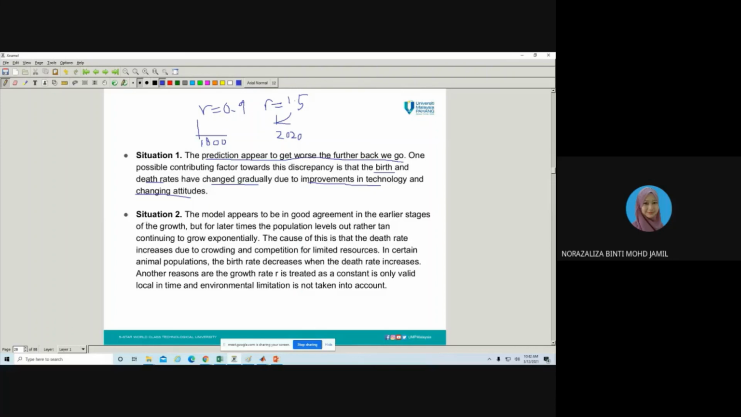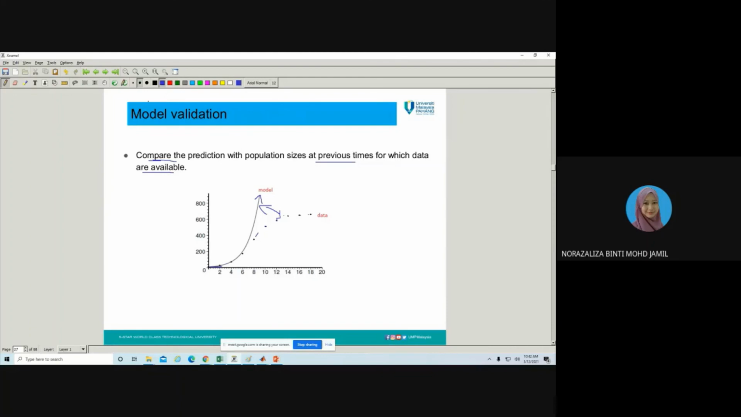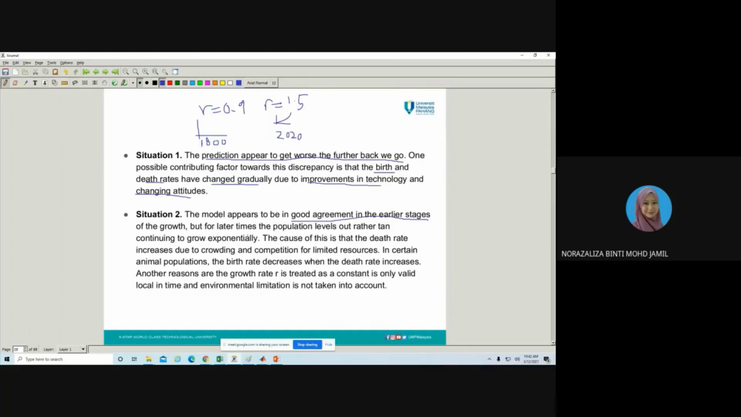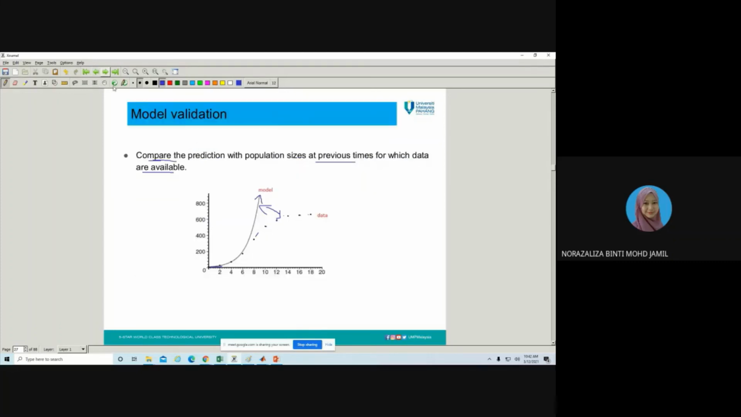Okay, sometimes we face the other situation. The model appears to be in good agreement in the earlier stages, like in this result. Okay, why? But for later times the population levels out rather than continuing to grow exponentially. Why? We can give the reason. The cause of this is that the death rate increases due to crowding and competition. So we have to fix the model, meaning that the model is not accurate. We need to consider the other factor. The death rate is not only because of natural death. Maybe it's due to the competing factor.